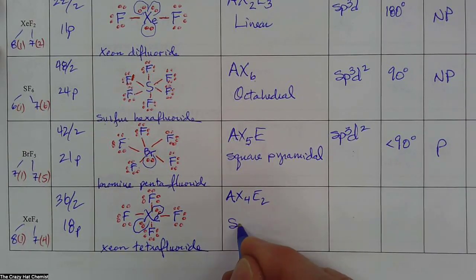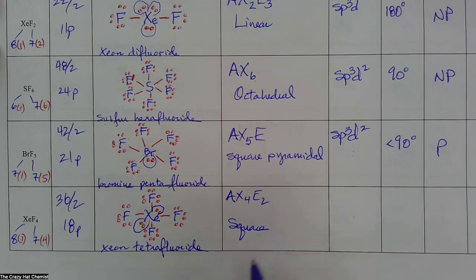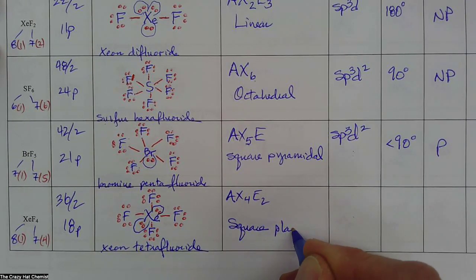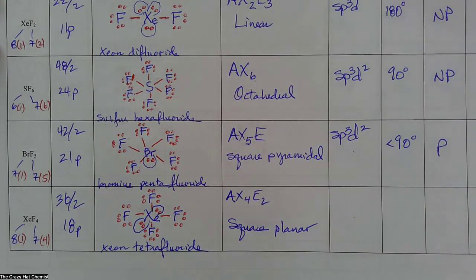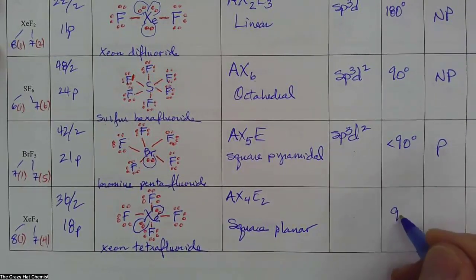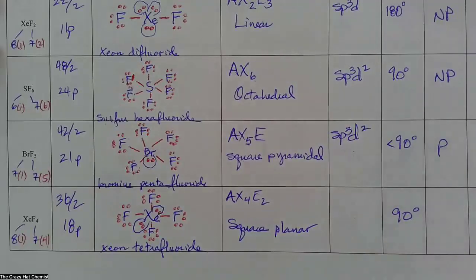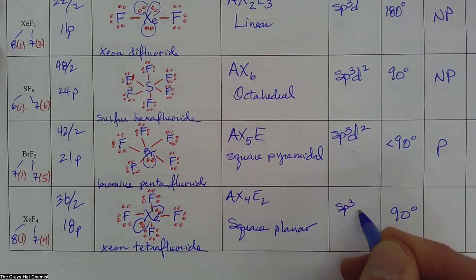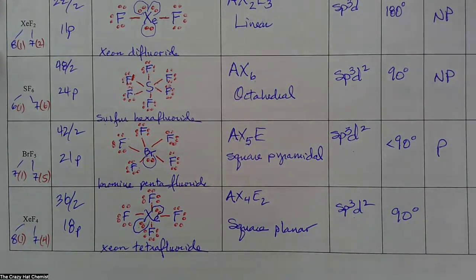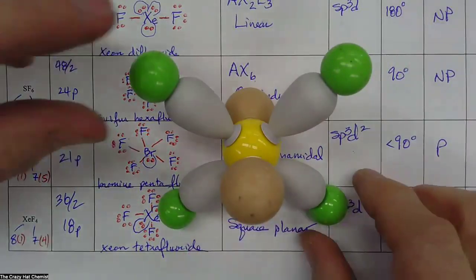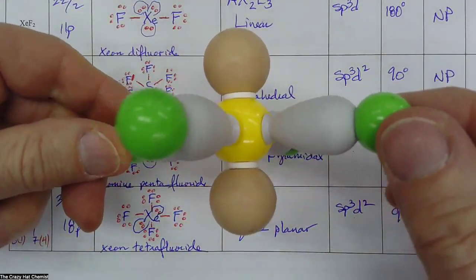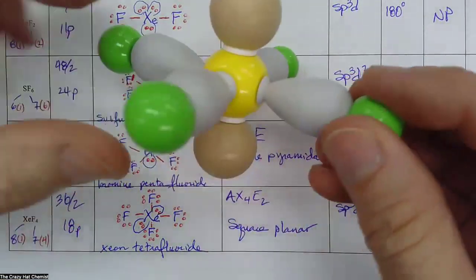This is square planar. Hopefully you're not square, or maybe it's okay to be square. And this has bond angles of 90 degrees. It is s, p1, p2, p3, d1, d2, so sp3d2 hybridized. Let's take a look at this model. Here it is. That's square, and all the fluorines are in the same plane.